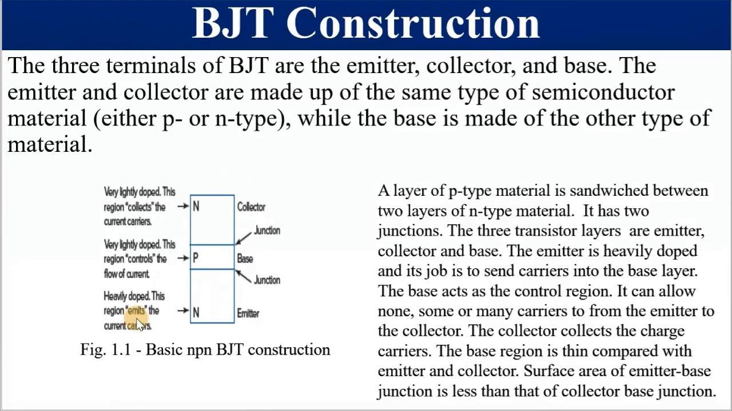The emitter emits electrons because it is heavily doped. The collector collects electrons. Then the base is the controlling element. As I said, there are two important characteristics of a base: it is slightly doped, and it is thin. Its function is to control the flow of current. How does it do that? Due to recombination. Go through this, it is very important.